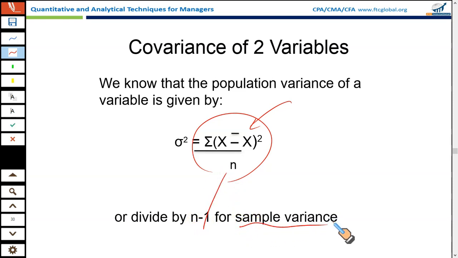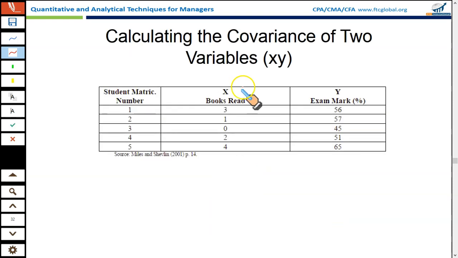Now we're going to do an interesting example. We are going to compare two variables and see how they are connected to each other. What is the kind of relationship, specifically correlation, between them. So we have two variables, books read and exam marks. Student 1 read 3 books and got 56%. Student 2 read 1 book and got 57%. The one who didn't read any book got 45%. And the 5th student, who read the most books, got 65%.